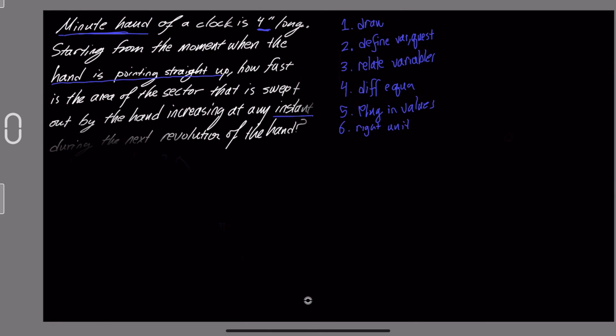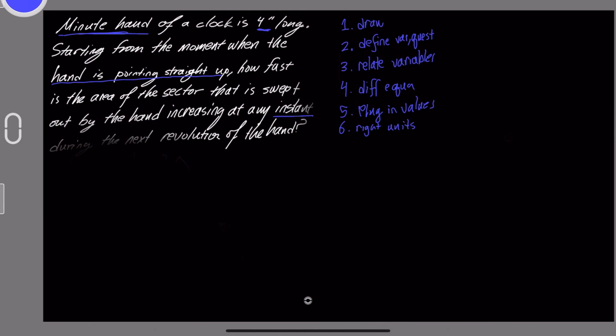Never forget that in math. Okay, so let's take a look at our actual question. The minute hand of a clock is 4 inches long, starting from the moment when the hand is pointing straight up. How fast is the area of the sector that is swept out by the hand increasing at any instant during the next revolution of the hand?